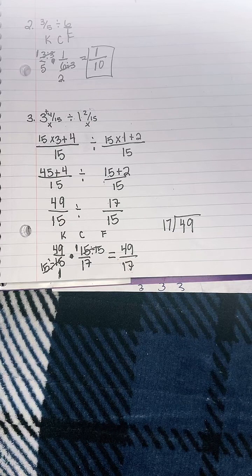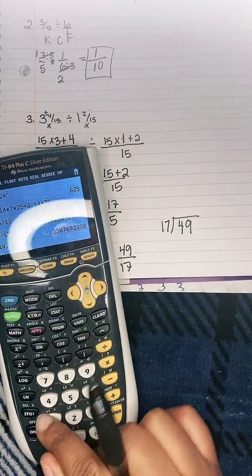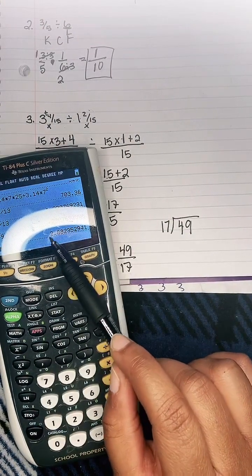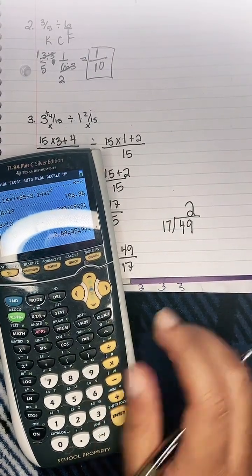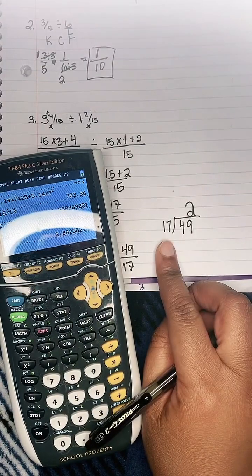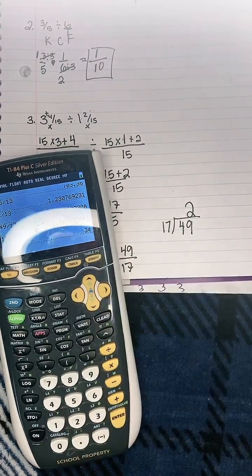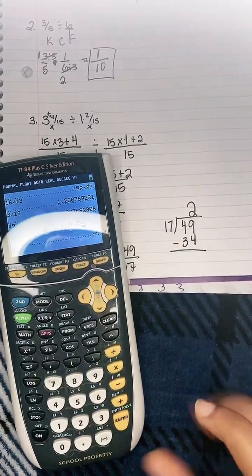Two. Somebody said 2, 3. Ooh, somebody said 3. So this is how I would do this if I was on the test. I would get this, right? And I would put 49 divided by 17. So I have a 2 here. So I know it's going to be 2 whole numbers. And then I would say, well, 17 doubled. I don't know that off the top of my head. So I'll do 17 times 2 gives me 34. So then I will put 34 down here.